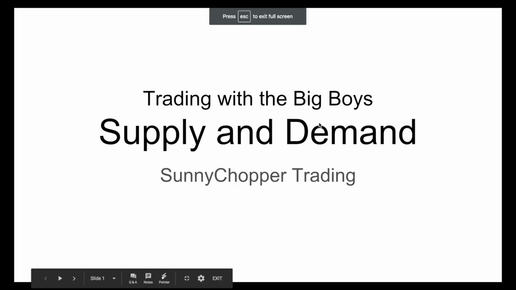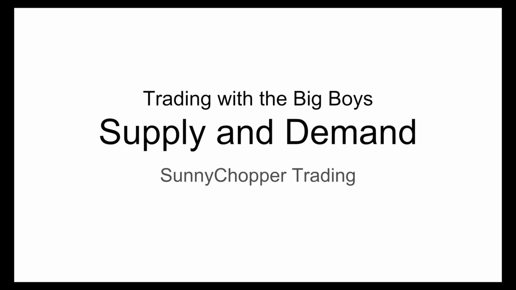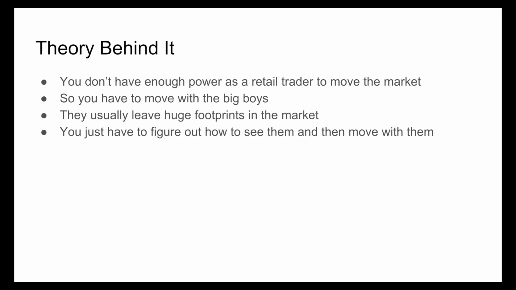Let's get into this. Supply and demand, basically what it does is it aligns you with the big boys. What does that mean? So the theory behind it: you and I don't have enough power to be moving the market. We don't have like 10 lots. Not even 10 lots can move the market all that much. It takes millions, billions of dollars to move the market. So you have to move with the big boys. These are the banks, the companies, institutions that have a whole lot of money, a whole lot of firepower to move the market. And they usually leave huge footprints in the market.